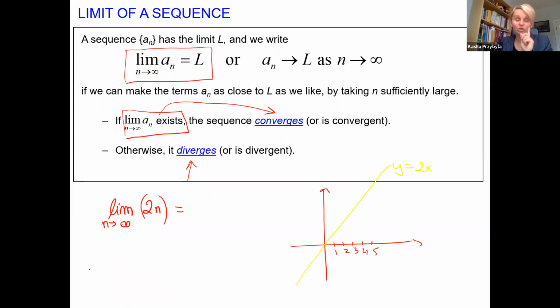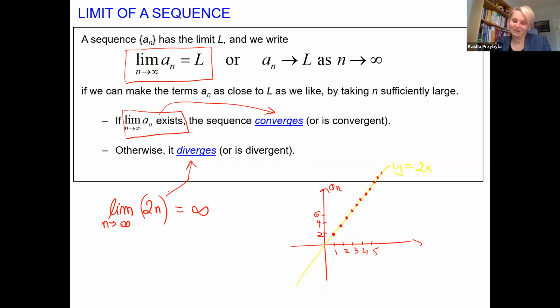But as I said, we don't have the numbers in between. For 1, the value is 2. For 2, the value is 4. And for 3, the value is 6, and so on. That means my sequence is just the dots. But we can see it follows the function 2x, or 2n. Of course, this linear behavior goes to infinity, so we say that this sequence is divergent. It's expanding without bounds.